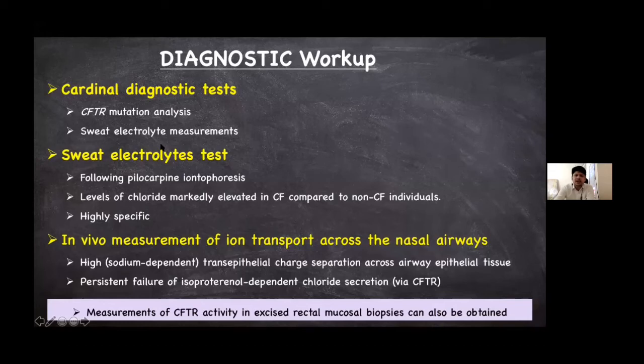So if both of these are negative, but your clinical suspicion is still very high, you are supposed to go for the in vivo measurement of ion transport across the nasal airway. There will be a high transepithelial charge separation across the airway epithelial tissue and persistent failure of isoproterenol-dependent chloride secretion via CFTR. Even in a rectal mucosal biopsy, you can get the CFTR activity checked. The majority of people who are going to help you with this in vivo measurement of ion transport across the nasal airway are ENT people. So if you're an expert ENT clinician, you can actually get this test done through them.